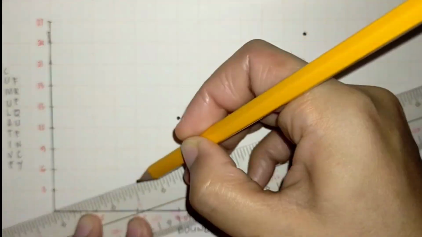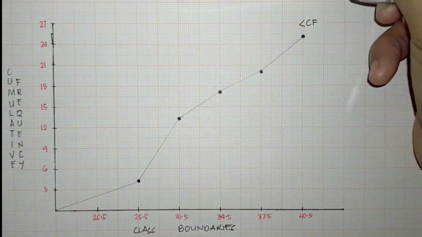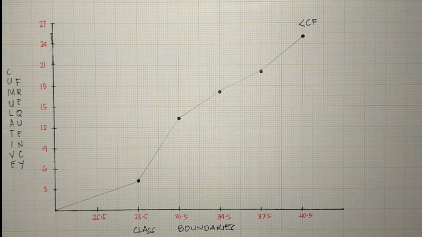Let's connect the dots, then label it with less than cumulative frequency to identify it clearly. Next is plotting the data for greater than cumulative frequency.